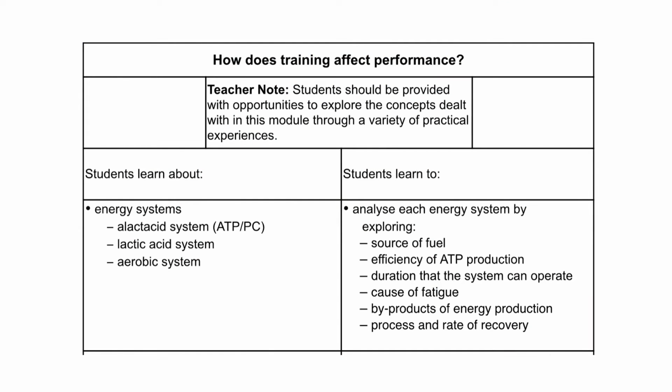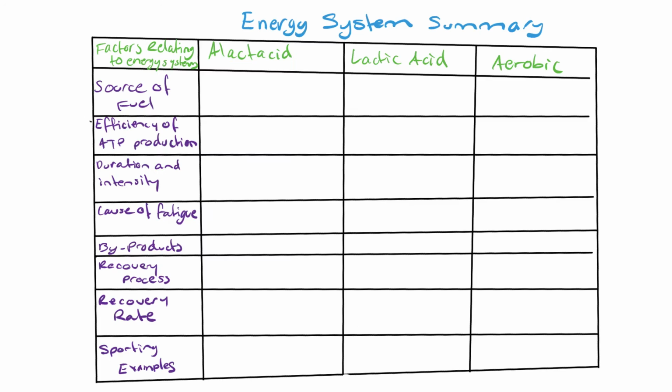So we start by having a look at where this content comes from in the syllabus, and it still comes under that focus question, how does training affect performance? Still having a look at these energy systems, learning about them, but today we start having a look at the students' learn to side and having a look at the source of fuel, efficiency of ATP production, duration that the system can operate, cause of fatigue, byproducts, and the process and rate of recovery for each system.